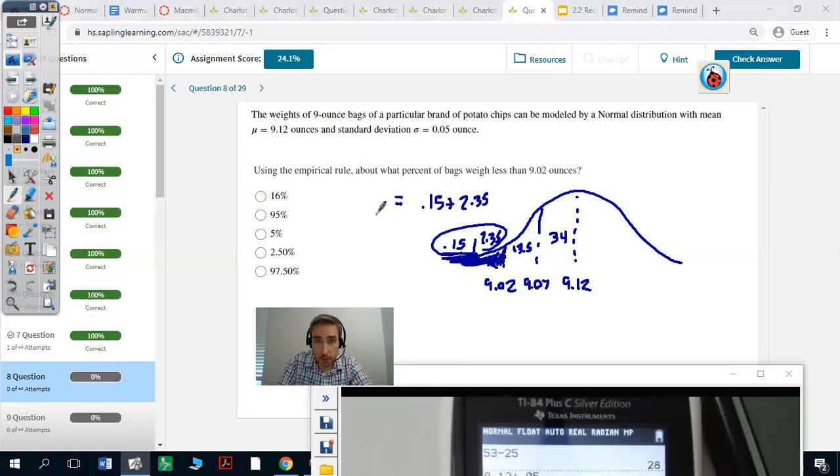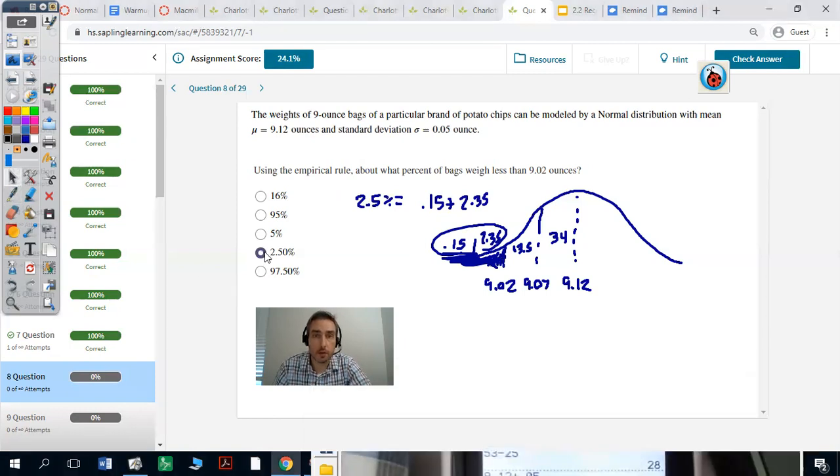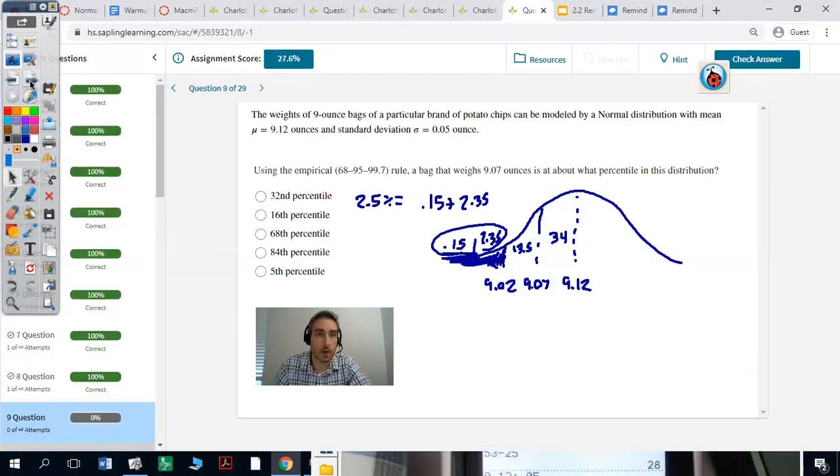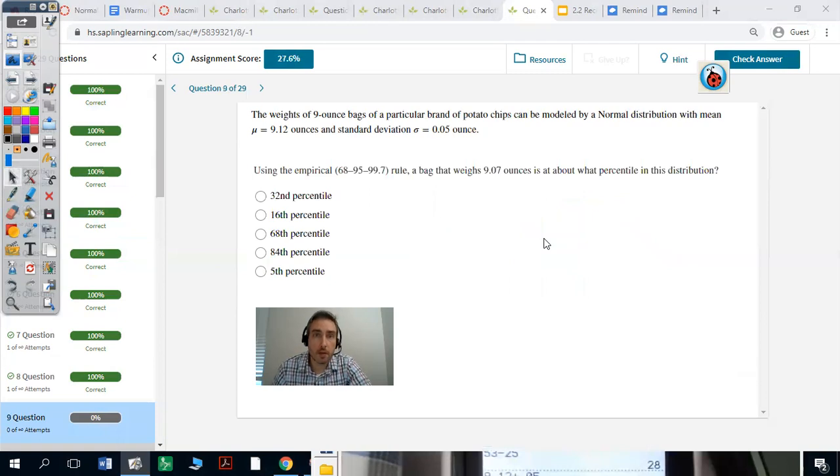So that should be 2.5%. 2.5%. Pretty sure that's that one. Nice. All right, we're getting there. We're getting there. About okay.